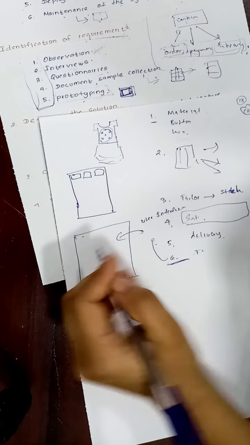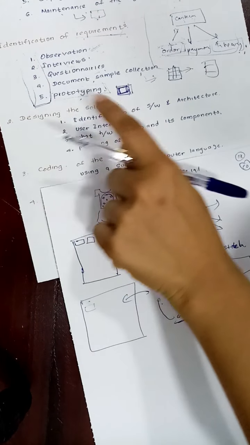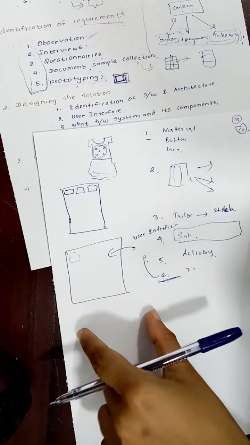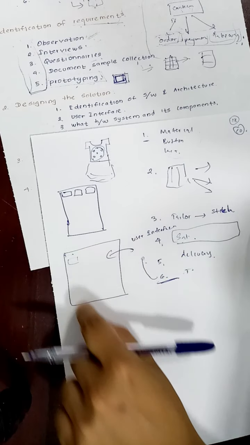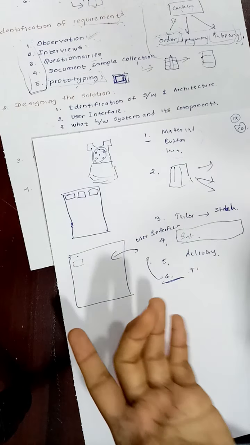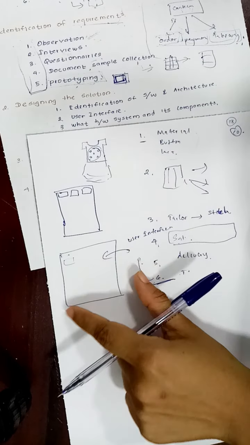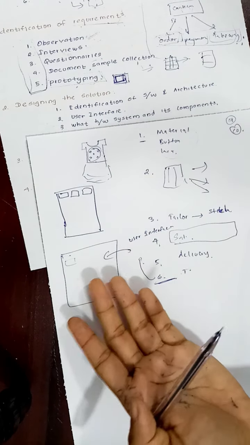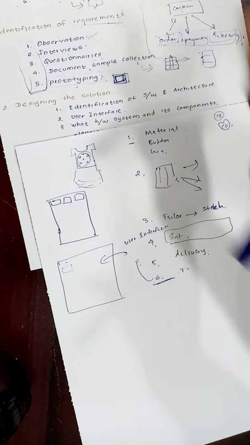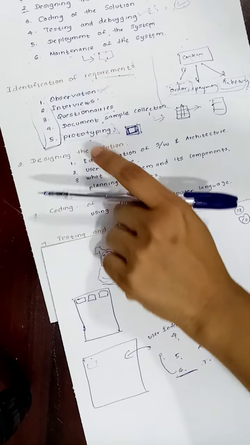That means where the order option should come, payment, like that he wants to develop. So that is designing the solution, and he wants to identify how to design this interface, this page. What software architecture we want, and what hardware system and components we want. Likewise, he wants to identify what testing methods we want for this design. That is designing the solution.